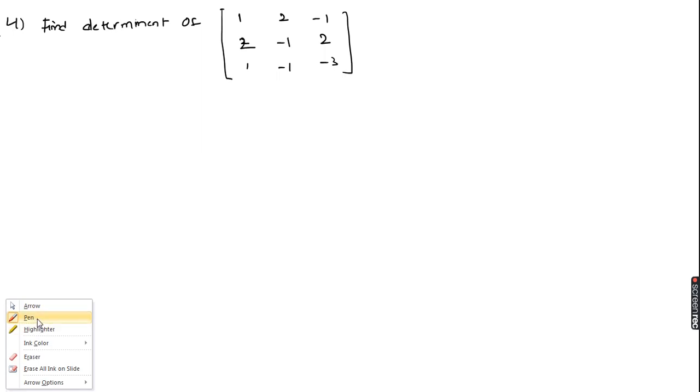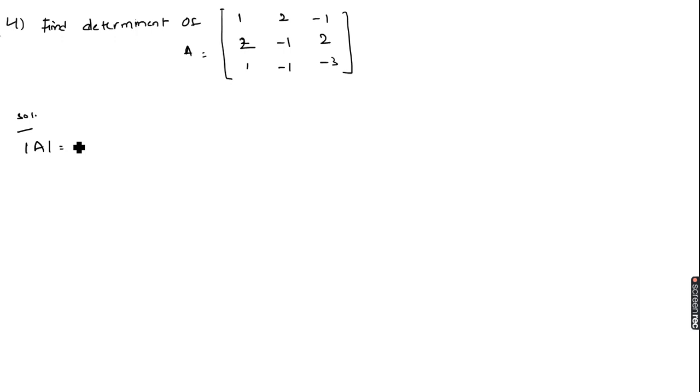So here the problem is we need to find the determinant of this matrix. The solution is, if I take this as A, the determinant of A can be written as det A, that is nothing but the determinant of 1 2 minus 1, 2 minus 1 2, 1 minus 1 minus 3. So expand any row. Here we are taking the R1 row, expand R1.